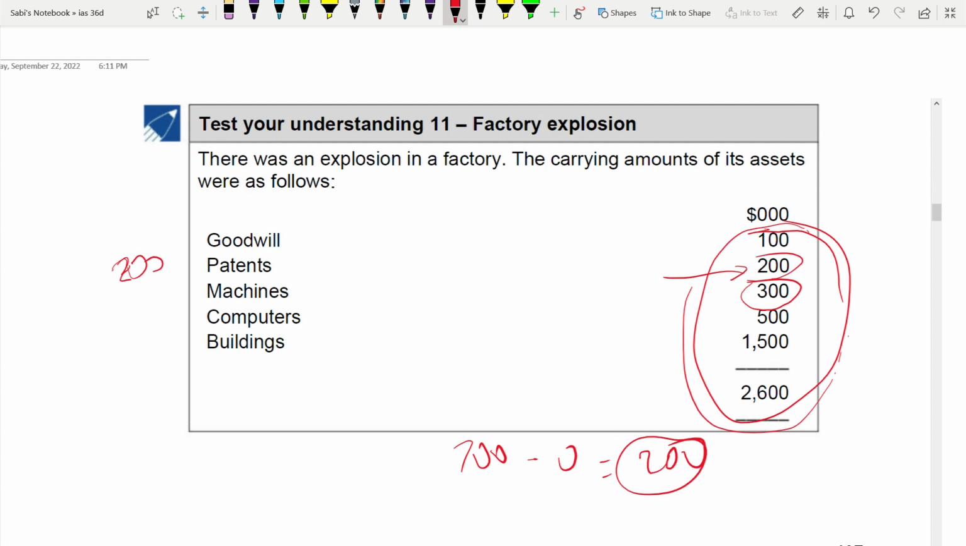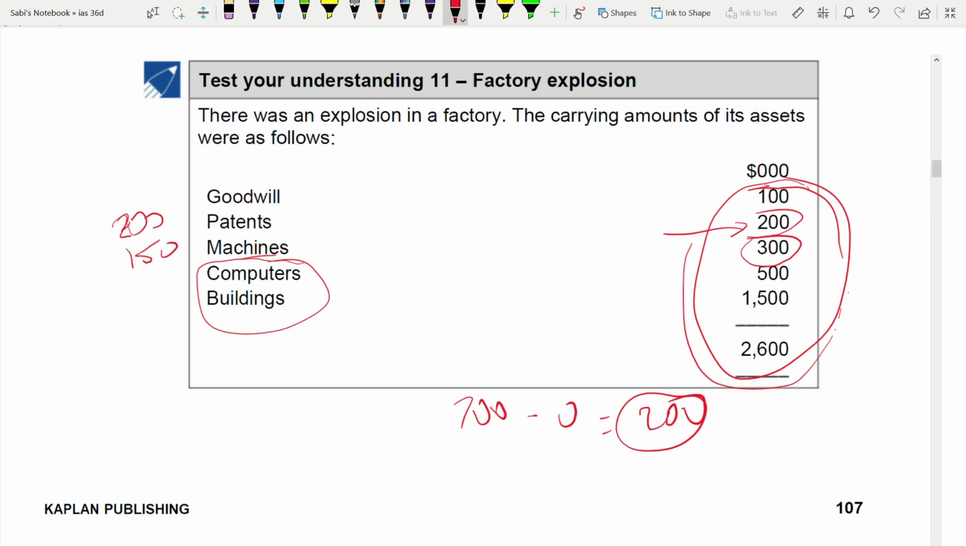Next paragraph, you will be talking about machines. They told half of the machines has been blown to pieces. Other half has the carrying amount. That means 150, so you can reduce only up to 150. So here impairment will be 150. What about other assets? Other assets, computers and building, will come into other assets. You cannot determine the recoverable amount of this too. Can you?